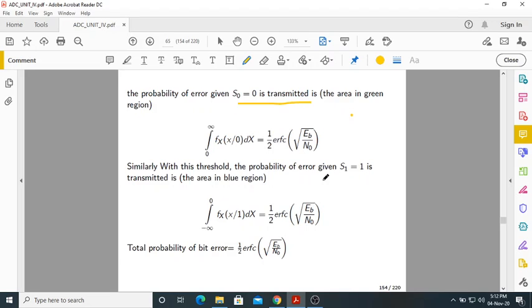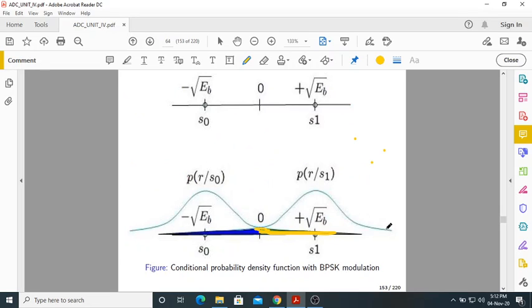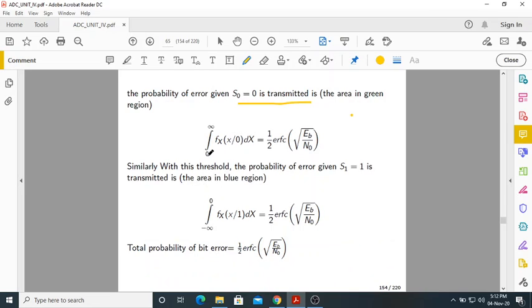In the same way, what is that area? It is the integral from 0 to infinity of f_X(x given 0) dx. I have written r or x; you can write x also here, no problem. These things we have already found out just now. How much is that? Half of erfc of root Eb by N0.